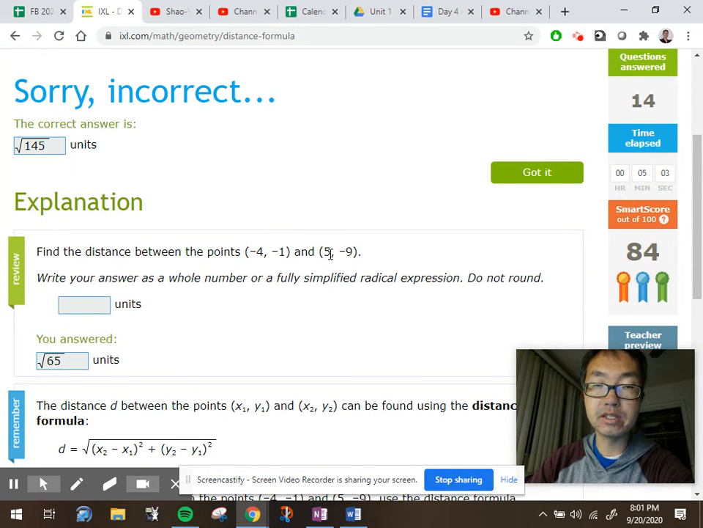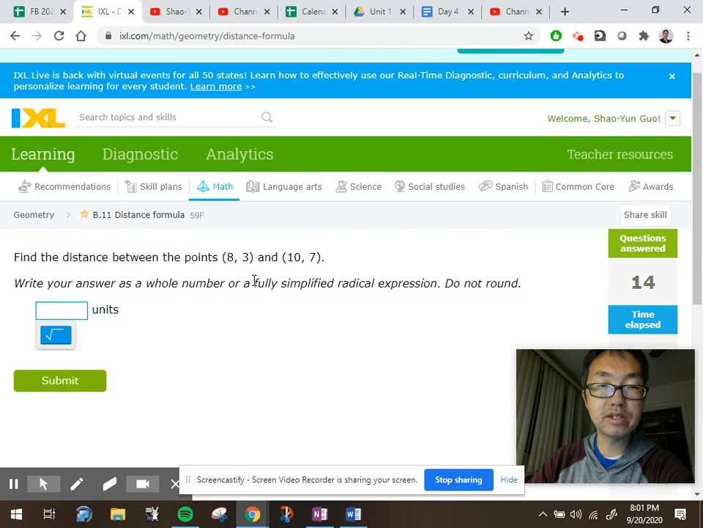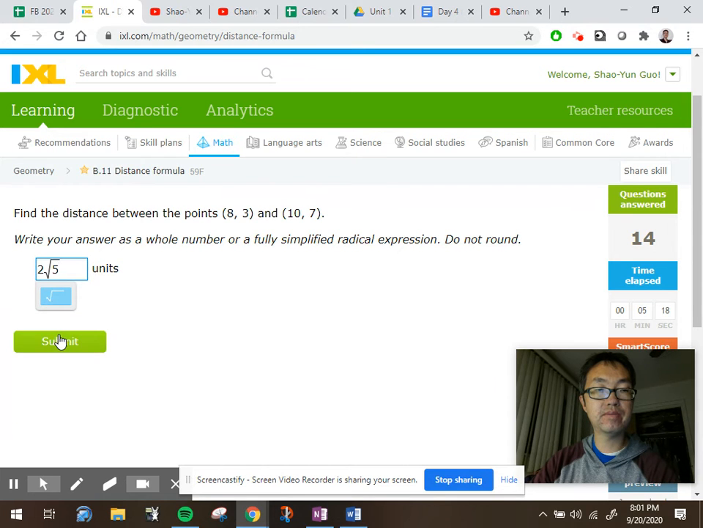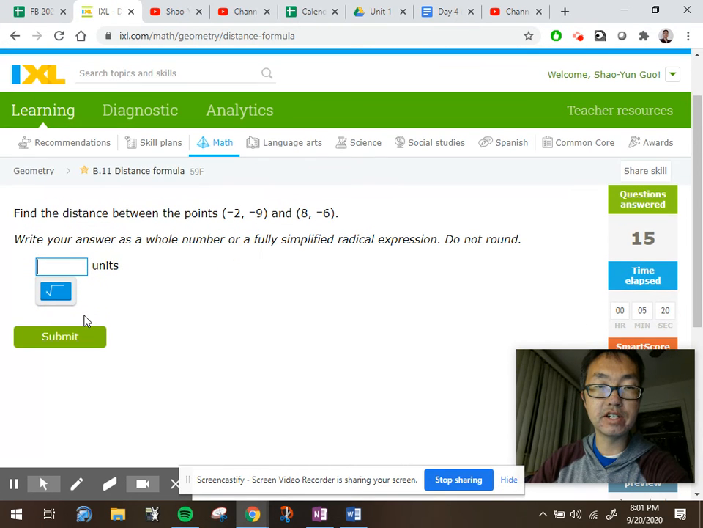I misread this. This is 9, so it's 81 and 64. I misread it as positive 4. Oh, what a damper. 2 and 4 is 20, and then it's 2 root 5. And there's 5 seconds left.